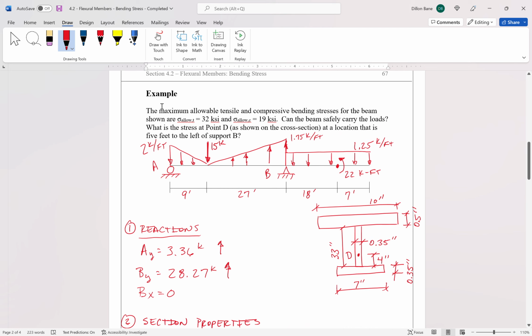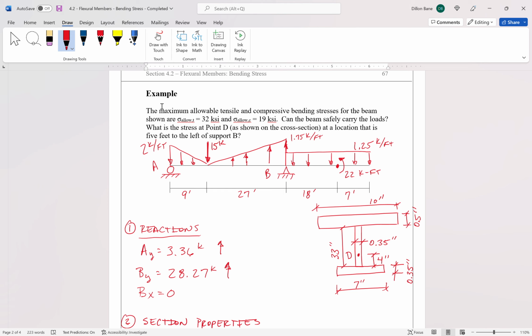Okay? So the problem statement for this beam says the maximum allowable tensile and compressive bending stresses for the beam shown are 32 KSI and 19 KSI. 32 KSI is the allowable tension stress. 19 KSI is the allowable compressive stress. This would be very typical values for a steel beam.